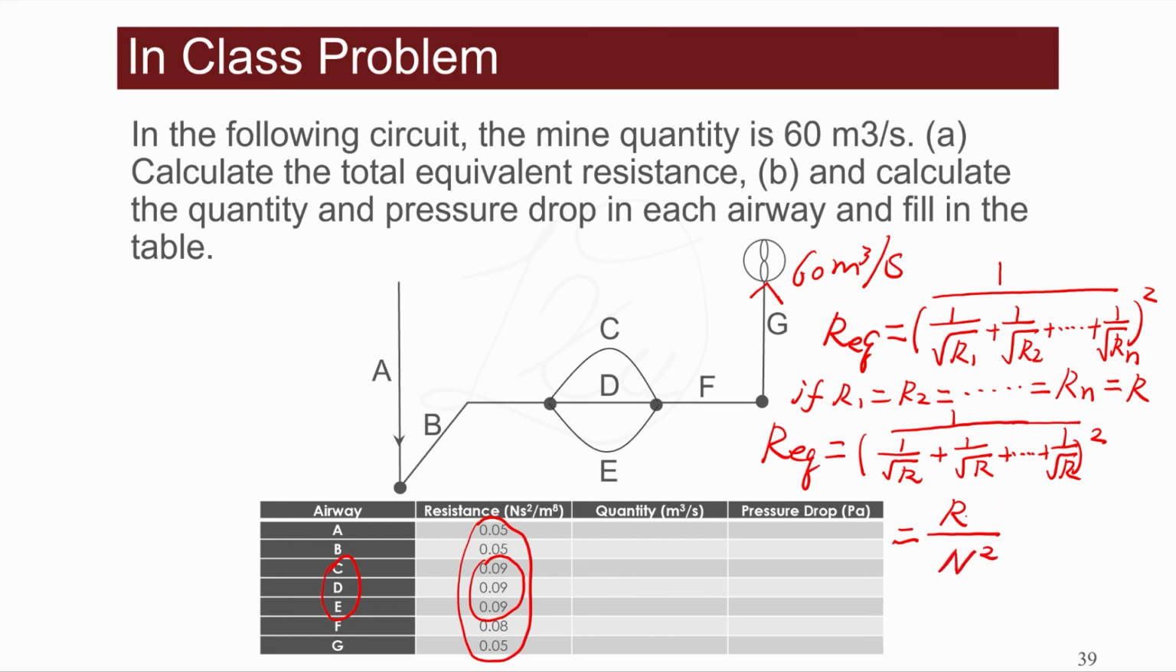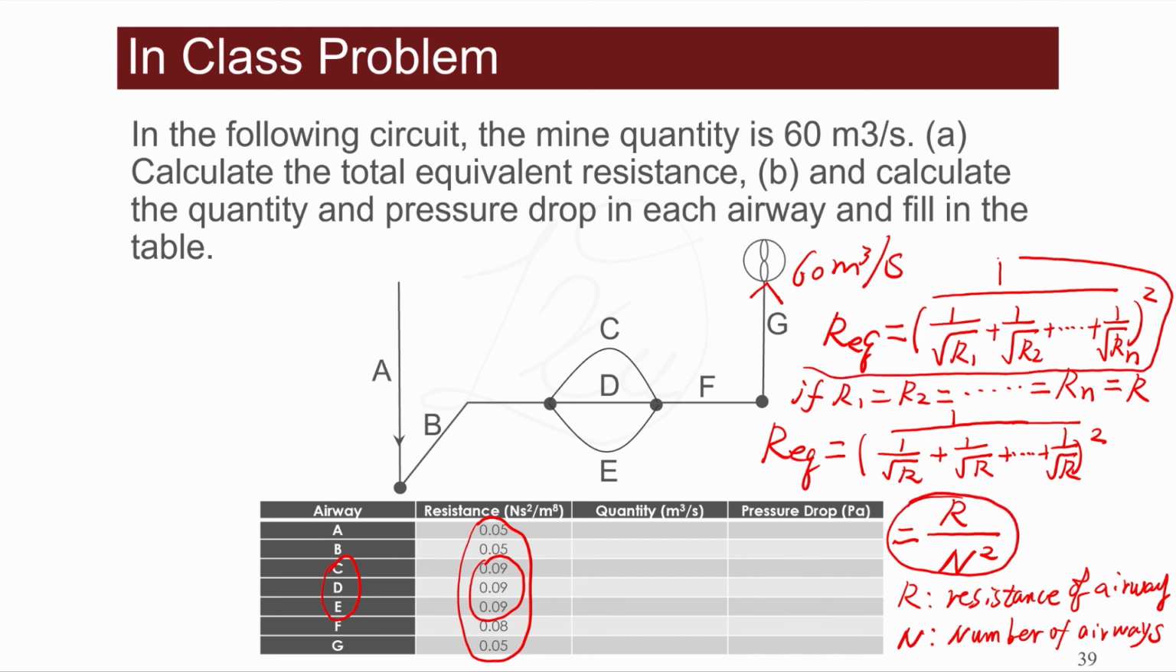R is the resistance of the airway. Because the airways are all the same, they all have the same resistance R. And N is the number of airways in parallel. So if there are several airways in parallel and the resistances of these airways are the same, we can use this simplified equation. Of course, you can use this original equation to do the calculation and you will get the same result.